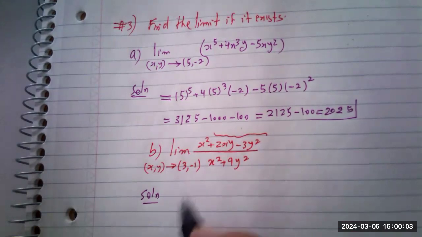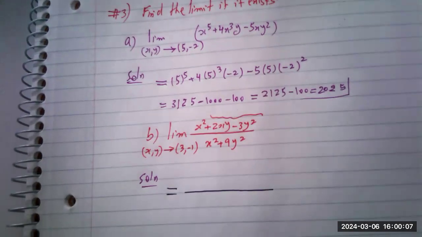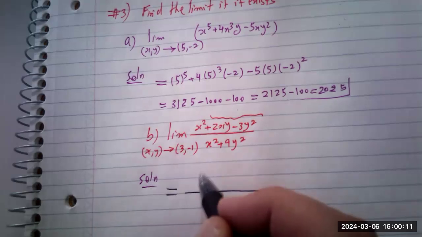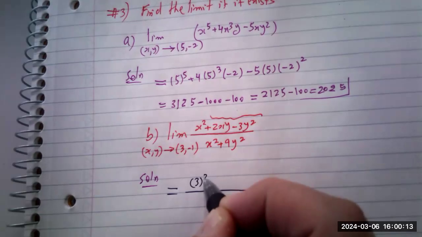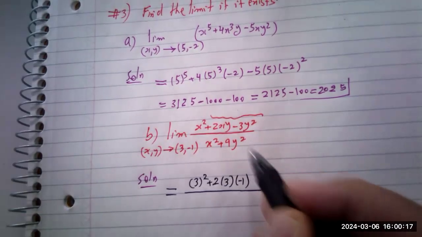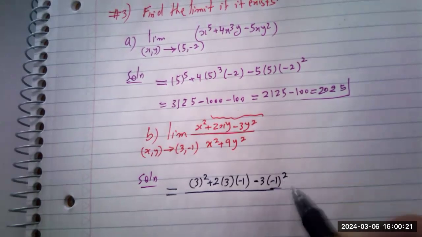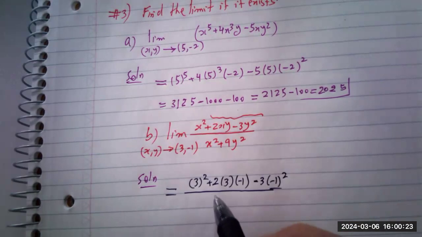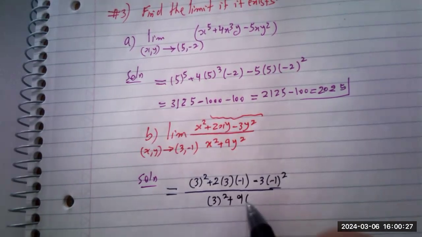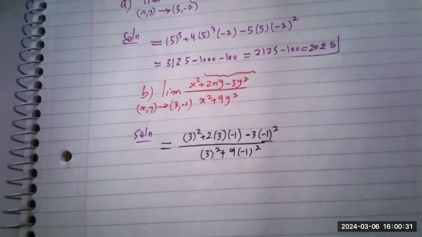So this is going to be equal to, you substitute those numbers, x equal to 3, y equal to negative 1. That gives you 3 squared plus 2 times 3 times negative 1 minus 3 times negative 1 squared, divided by x squared, which is 3 squared, plus 9 times y squared, negative 1 squared. Okay, directly substitute.